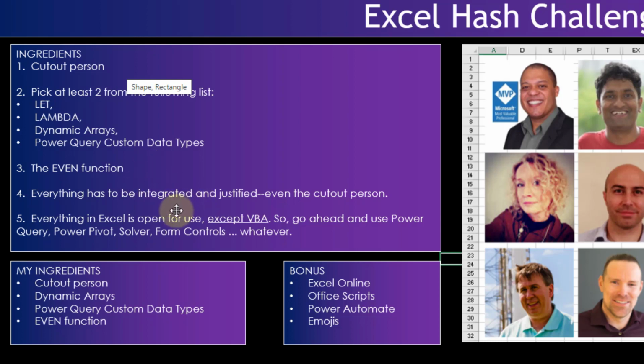The only rule was that we couldn't use VBA, which is okay because I never use it anyways, but everything else was open for use. So I did in fact use Excel Online, Office Scripts, and Power Automate, and I even threw in some emojis in there. And for my choice of the two items, I ended up using dynamic arrays and Power Query custom data types. So let's take a look at my solution.